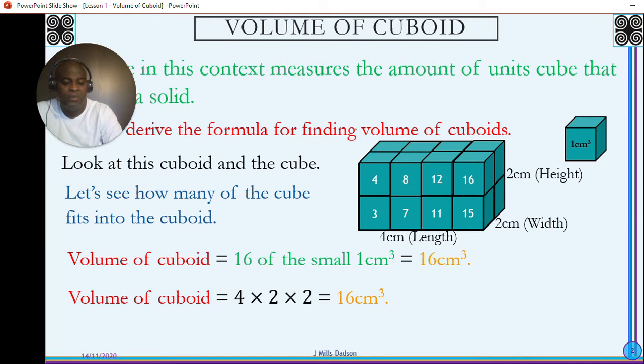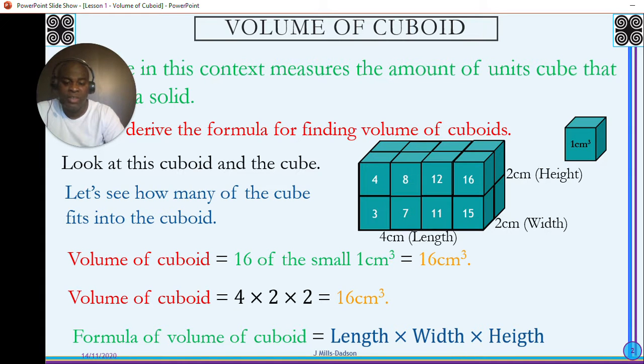That is why the formula is given as length times width times height, in any order. It doesn't really matter which order. Length times width times height is the formula for a cuboid. So as long as it's a cuboid, the formula is length times width times height. For a cube it's the same, length times length times length, because all the sides are equal.